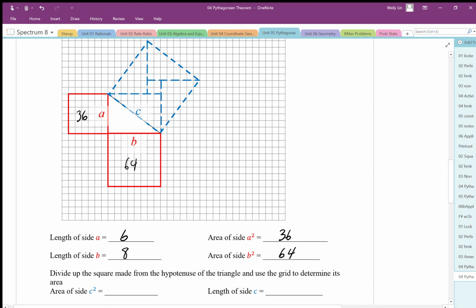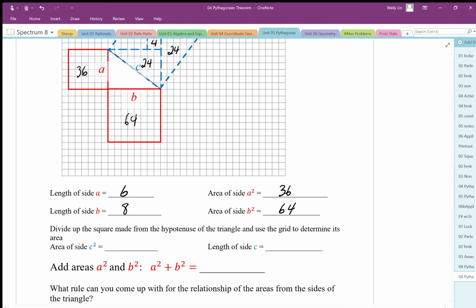And when we actually add up these areas in here, well, we have 4 triangles. This is an 8 by 6, so 8 times 6 divided by 2 is 24. All these triangles are exactly the same. So when I add up all those areas, I end up with C squared equals 100. So the length of side C is 10. And so, does this relationship hold true? A squared plus B squared, 36 plus 64 equals 100. It seems like this is working.